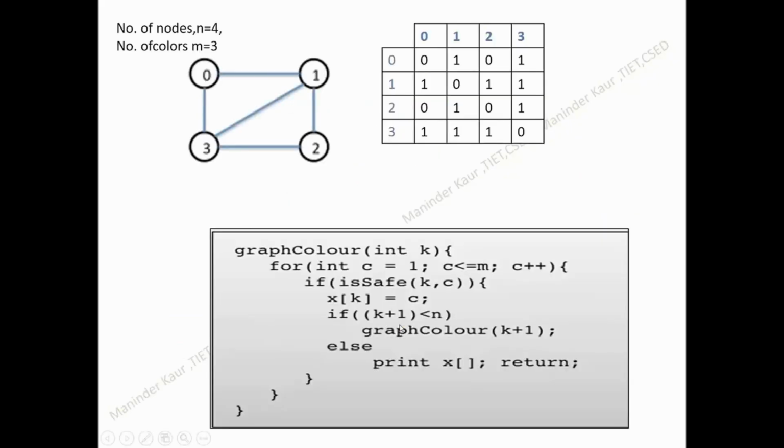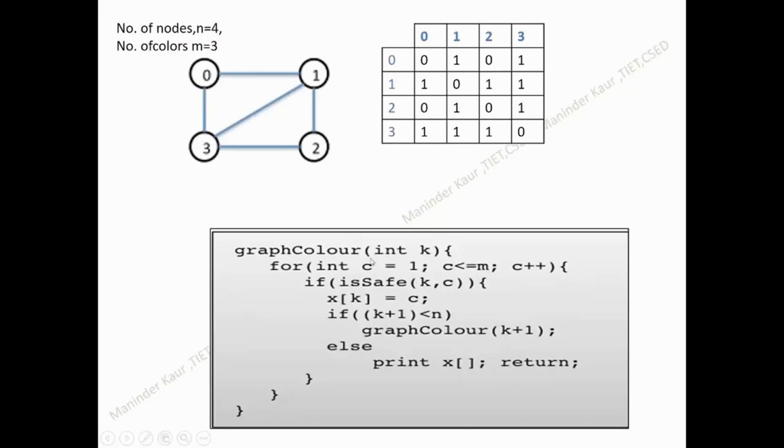Now let us take an example to understand how this problem is implemented. Take the same graph. Here the number of nodes is 4 and the number of colors with which the graph has to be colored is 3. M is the number of colors. The equivalent adjacency matrix for the graph is this one.